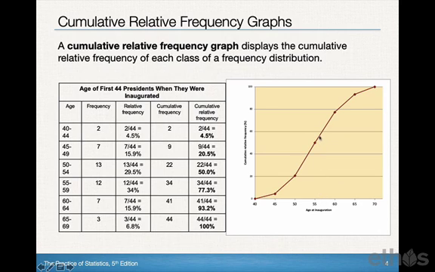So if you go straight up and then straight over a flat line, you have to read the percentile, which is what these percentages are on the relative part, and the cumulative allows it to be percentiles. So the cumulative relative frequency graph will give you percentiles.